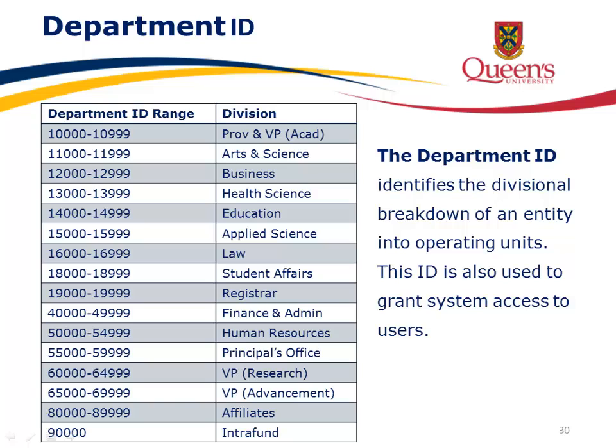Department ID 90,000 deserves special mention as this ID will be visible to end users when viewing transactional data tied to their department. The ID is used with the automated intra-fund accounts that automatically populate during system processing involving these accounts.